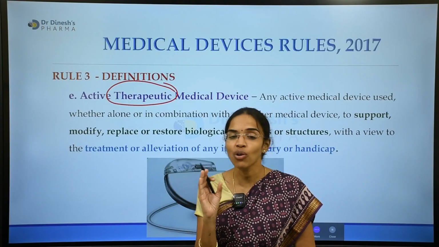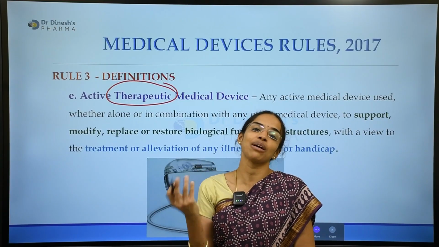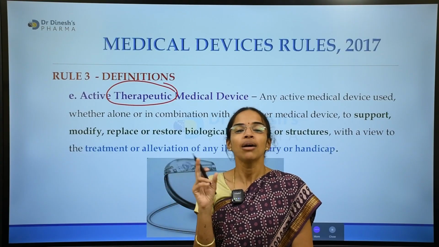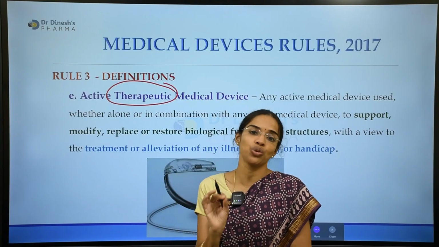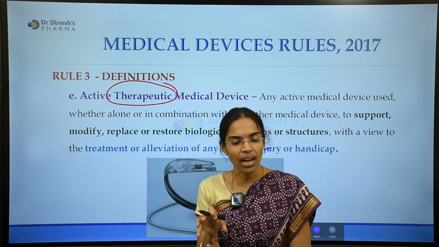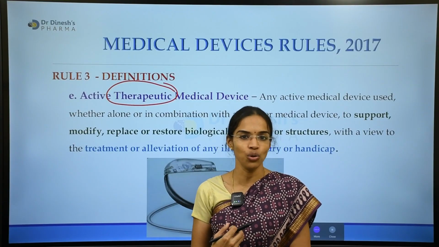No, it does not involve any pharmaceutical, but it has a therapeutic use. Okay, it has a therapeutic use, but it does not involve any pharmaceutical agent. Okay, only in a physical or a structural manner, but it shows a therapeutic use.